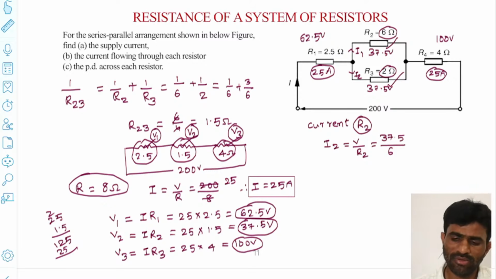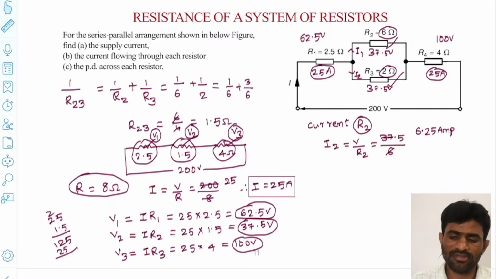So we have to divide. 6 sixes are 36. If you put the decimal point, it becomes 15, because 1 will be the remainder. 6 twos are 12, 3 will be left. 6 fives are 30. So 6.25 amperes it is.